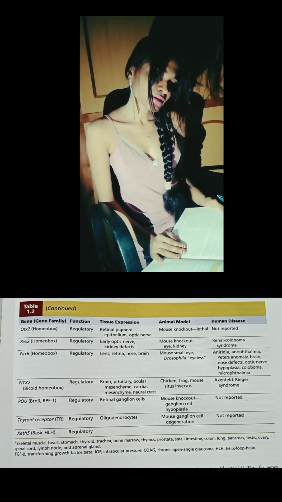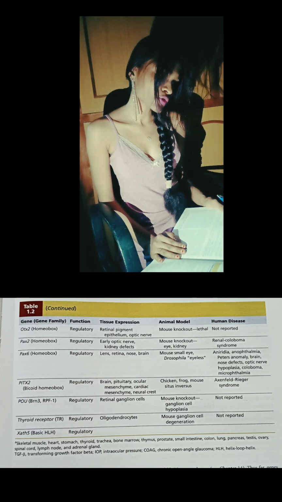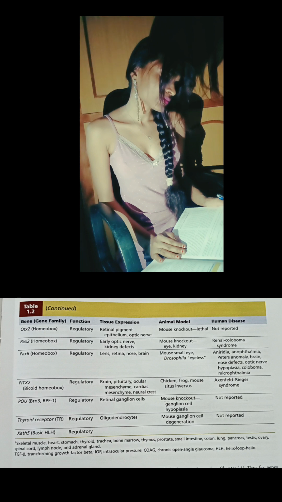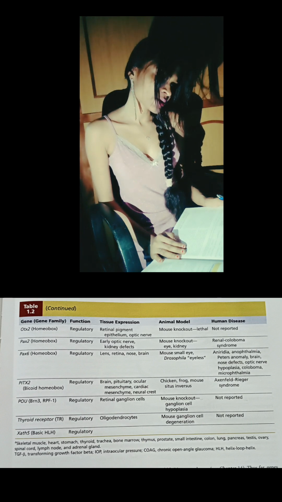Gene family, PAX6 homeobox. Its function is regulatory. The tissue expressions are found in lens, retina, nose, brain. Animal model is mouse small eye, Drosophila eyeless. Human disease: aniridia, anophthalmia, Peters anomaly, brain nose defects, optic nerve hypoplasia, coloboma, microphthalmia.